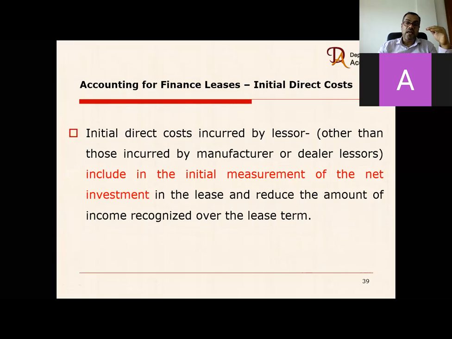Right? That has to be recognized as an expense over the lease term. If it is an insignificant amount, you can directly recognize it in the first year's income statement. But if it is going to be a significant material amount, what you have to do is recognize the initial direct cost as an expense over the lease term.